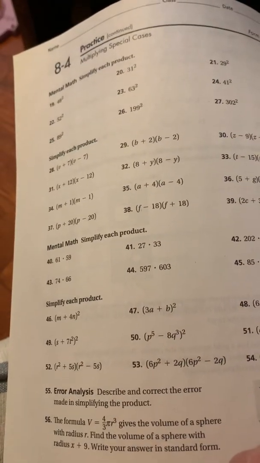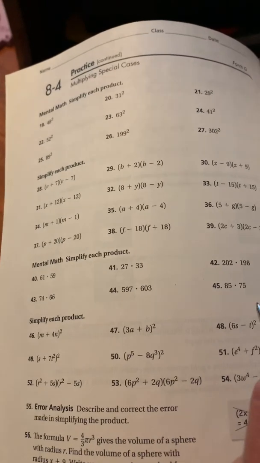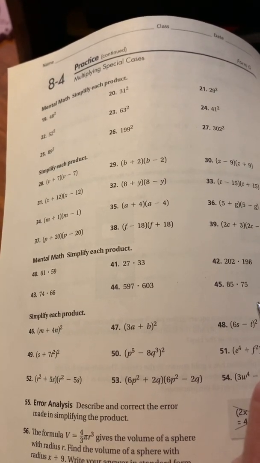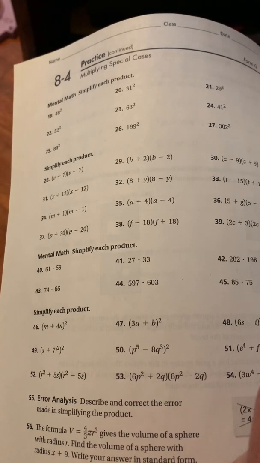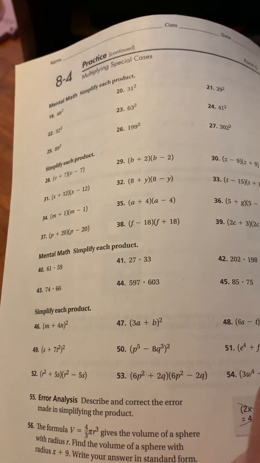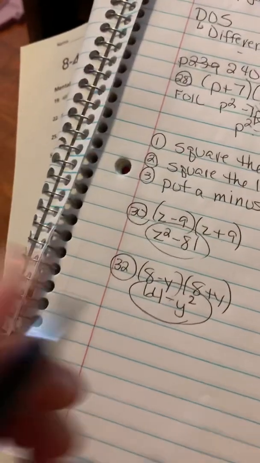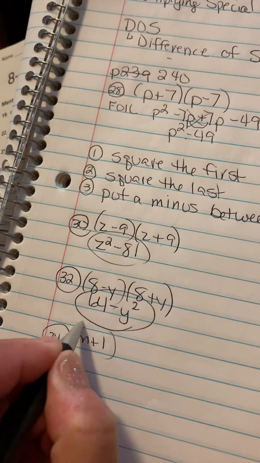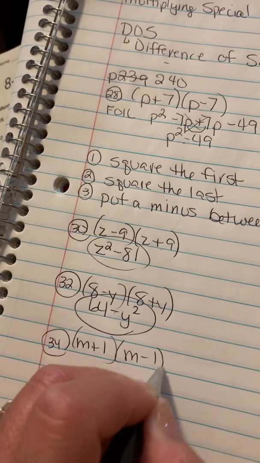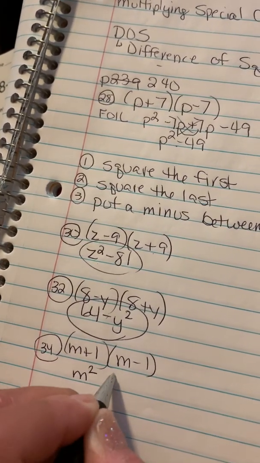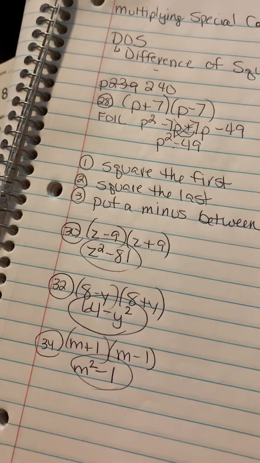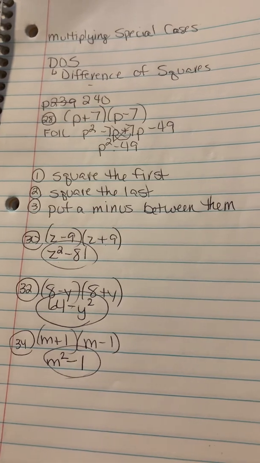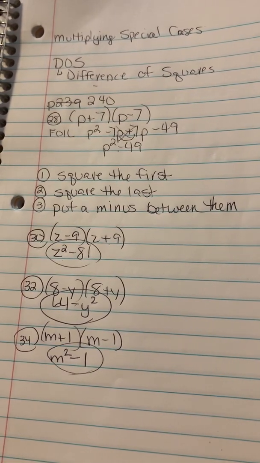Let's see if there's one that looks a little different. Not really. Let's just do 34. Yeah, this looks like a toughie. M plus 1, M minus 1. Square the first. Square the last. Put a minus between them. And there you go. That's difference of squares. I'm going to stop this video and I'll start with the second one.